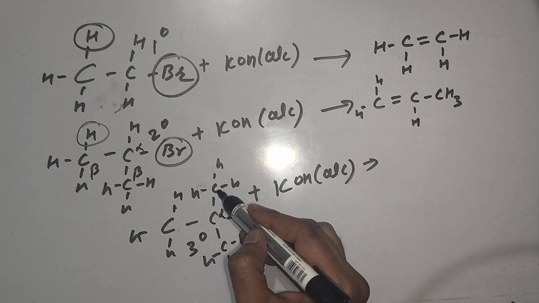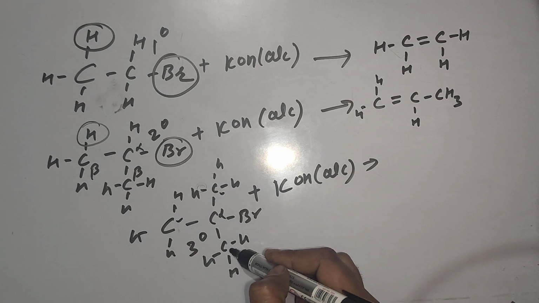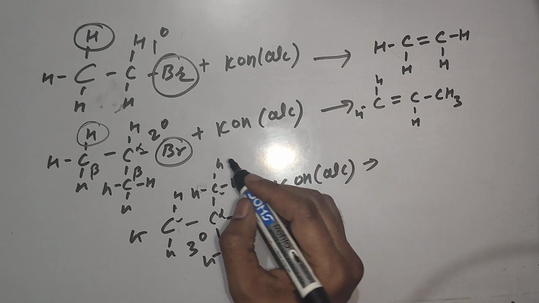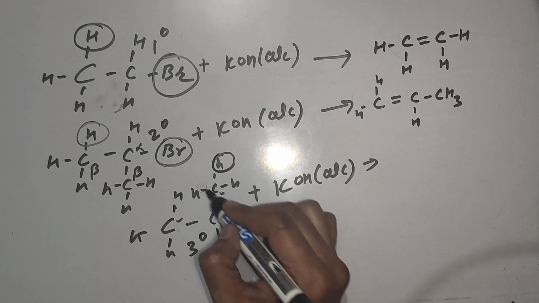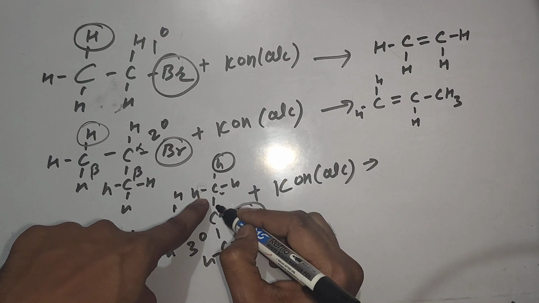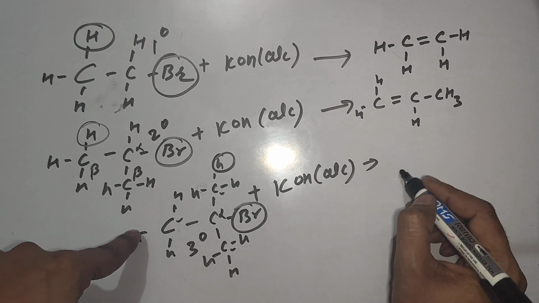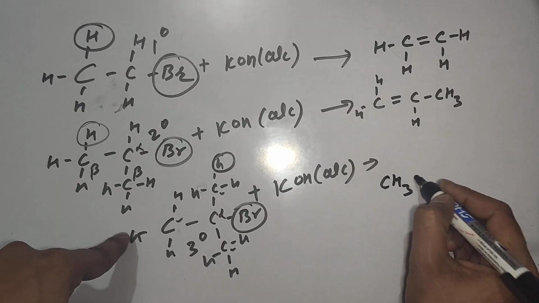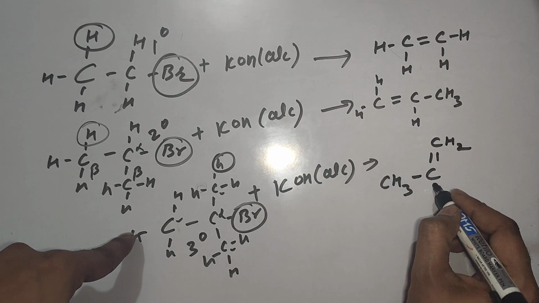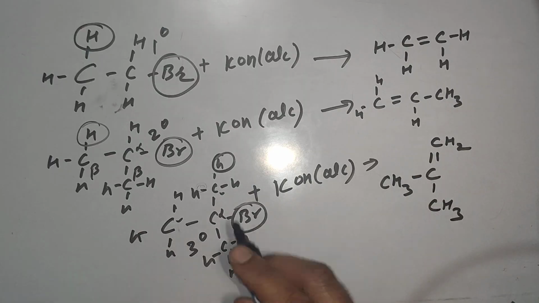Same here, this is alpha carbon. We have beta carbons. This is beta carbon, this is beta carbon, this is beta carbon. Any beta carbon you can use, all will give you a same alkene. Suppose I am using this hydrogen and this Br I am going to eliminate. So bond between these two carbons will generate. So the next product will be CH3, C double bond, CH2 and CH3 as it is. This alkene will generate.